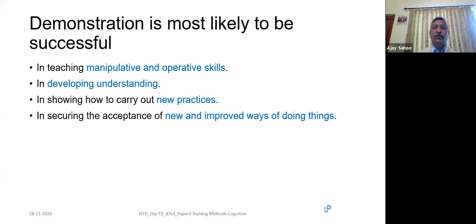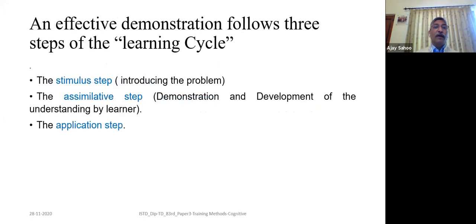These are the topics on which, if you use demonstration, it's very useful. An effective demonstration follows three steps in the learning cycle: the stimulus step, the assimilative step, and the application step. The stimulus step happens when, prior to the demonstration, you have the lecture, basically priming the participants for the demonstration which is going to happen.